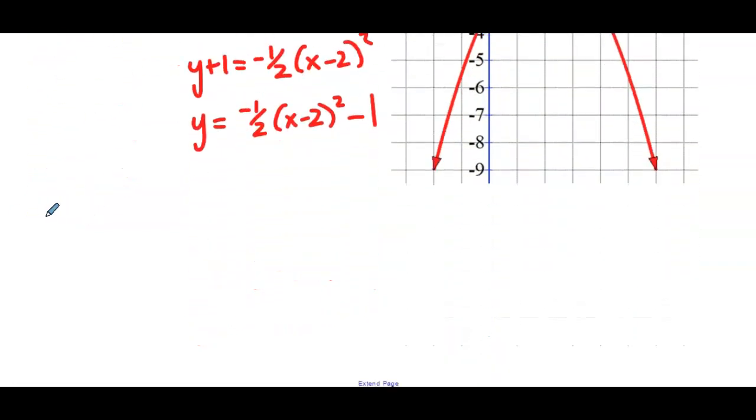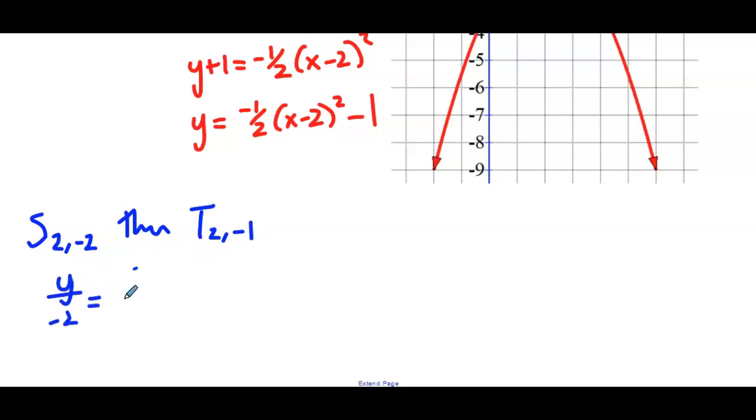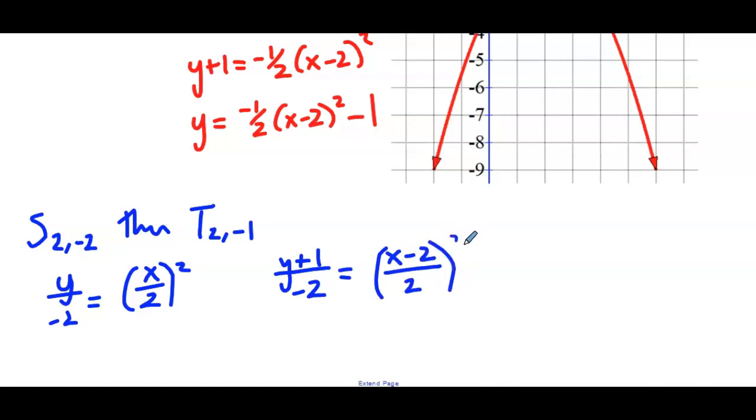Now, if you saw it differently, maybe you saw the scale factor to be 2, negative 2. And then follow that up with a translation of 2, negative 1. So what would the function look like? Okay, so we would divide y by negative 2, and we would divide x by 2, and then we're going to apply the translation, so that's going to be (y plus 1) over negative 2, and then (x minus 2) divided by 2, squared.